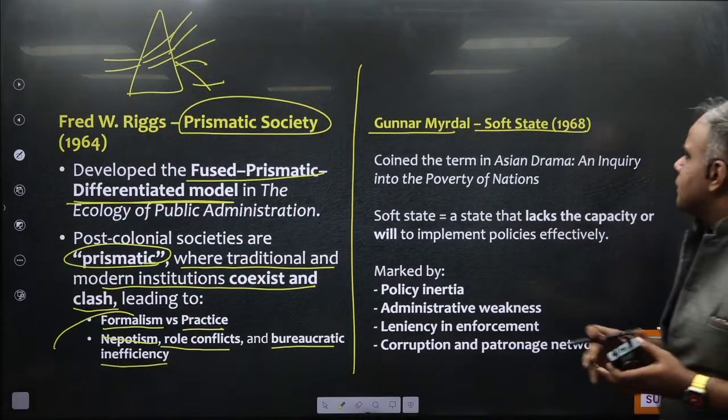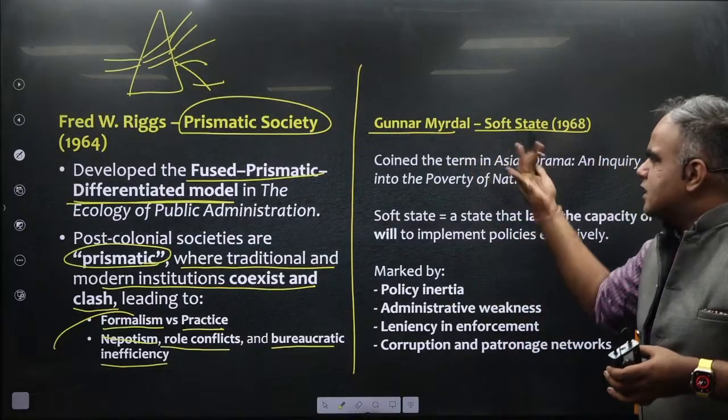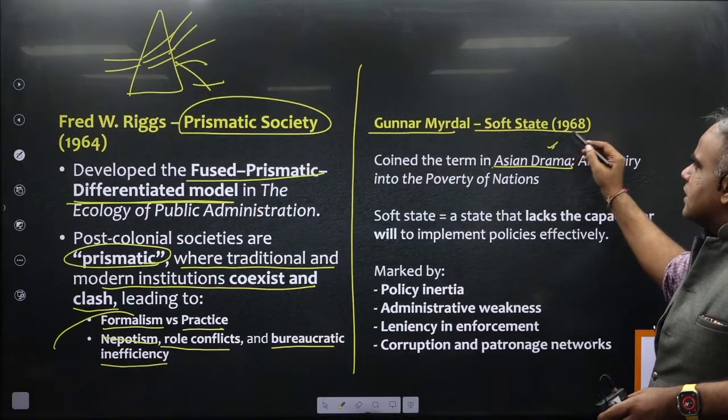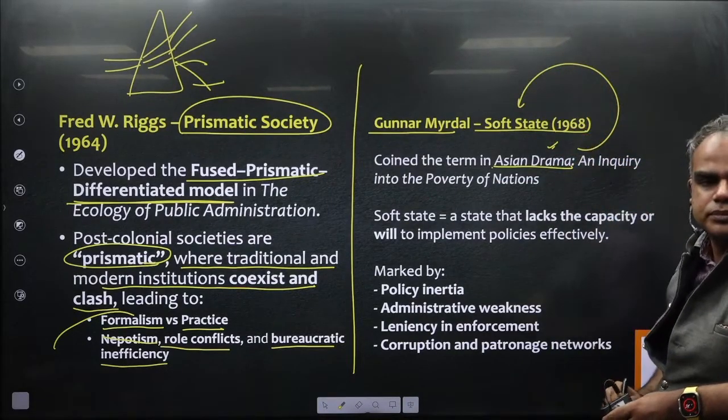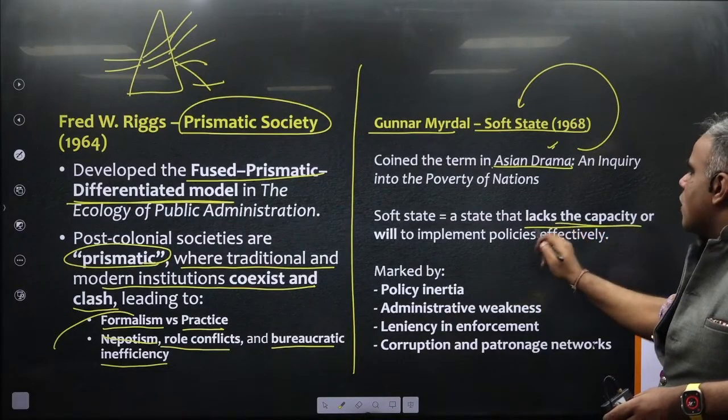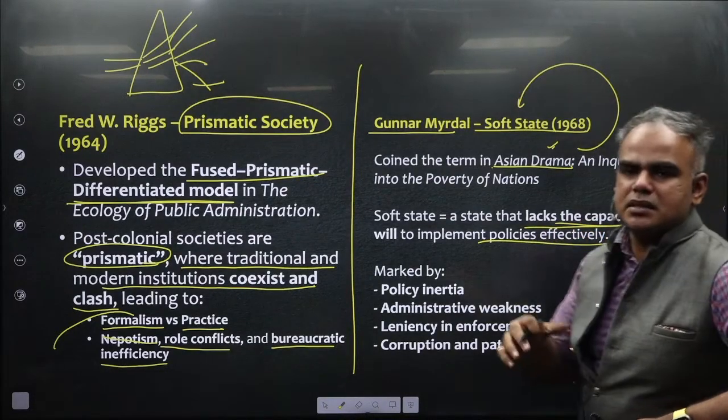Okay, then you have Gunnar Myrdal, very easy to understand. His book is Asian Drama. In that the term soft state was mentioned. What is a soft state? A state that lacks the capacity or will to implement policies effectively.